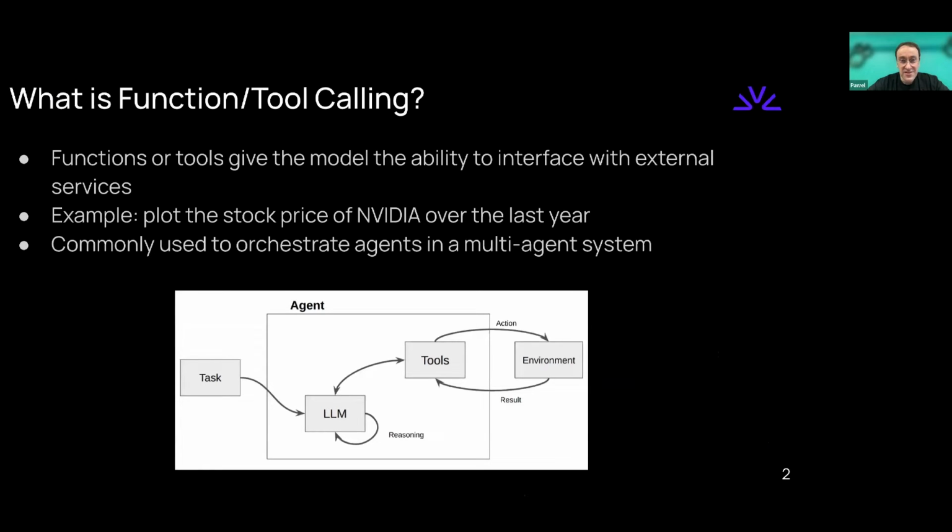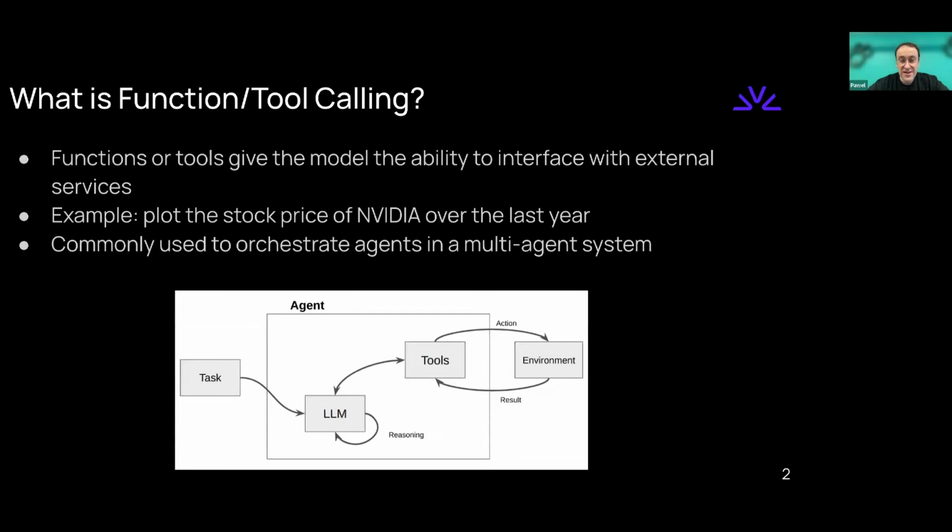So let's start with what is actually function or tool calling. The way I like to think about it is that, in some cases, you need to give your model the ability to interface with the external world. One example use case is where you want your model to get access to information that wasn't available in the model training data set. That includes in particular information that is available in real time, as in this specific example, where we want the model to help retrieve the current stock price of NVIDIA over the last year.